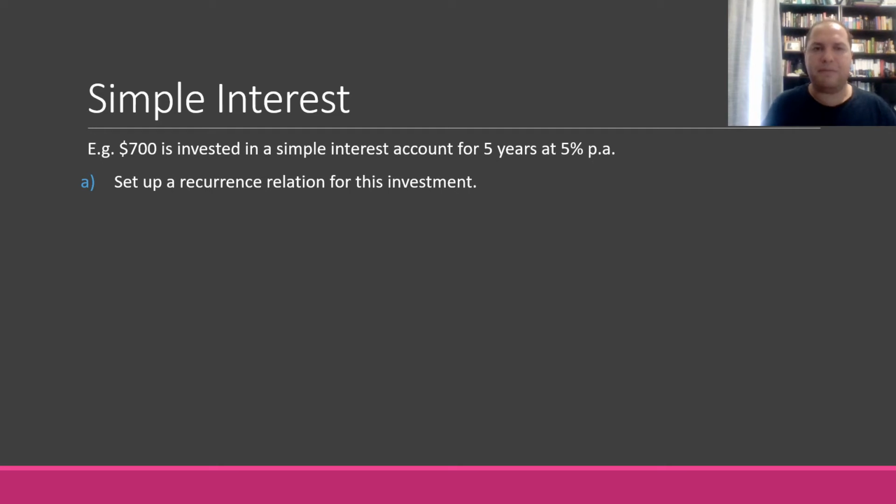All right, now let's do an example. We've got $500 invested in a simple interest account for 5 years at 5%. Nice and simple. Set up a recurrence relation for this statement. That's pretty easy. So V0 is $500. We were told that we had $500 invested at the very start.